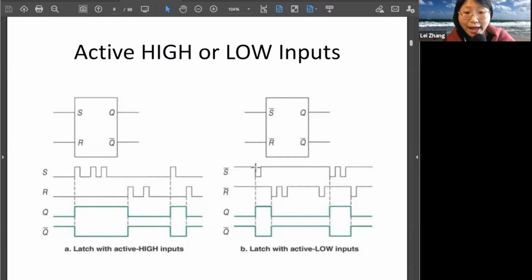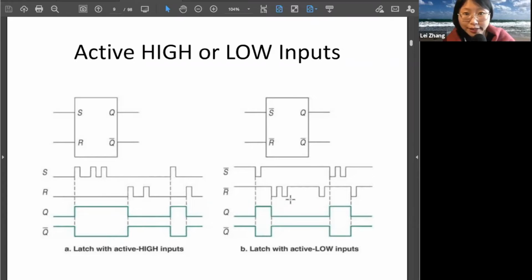When S0 is 0, that will set the output to 1. So when S0 is 0, Q out will be 1. When R0 is 0, Q will be reset to 0.